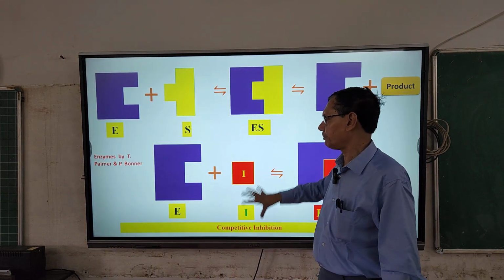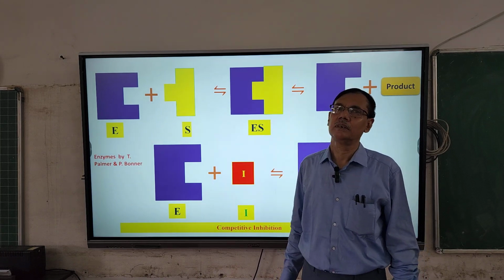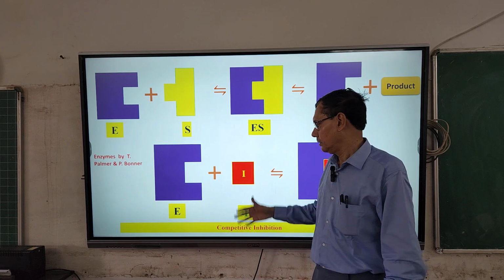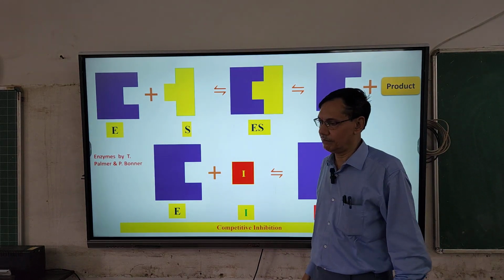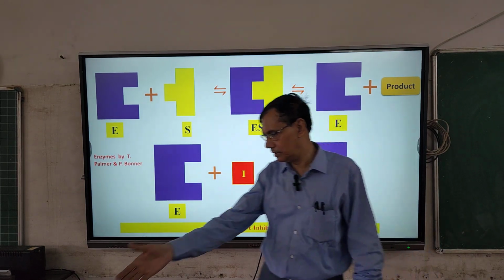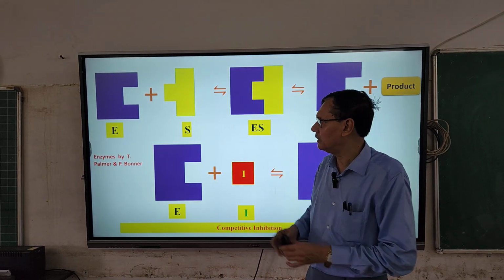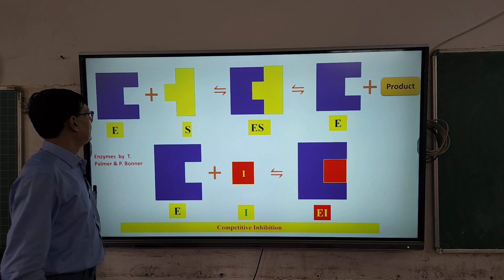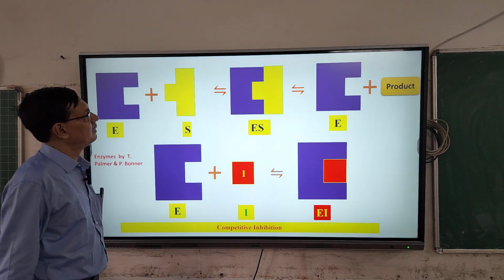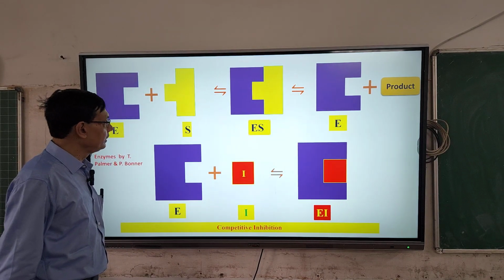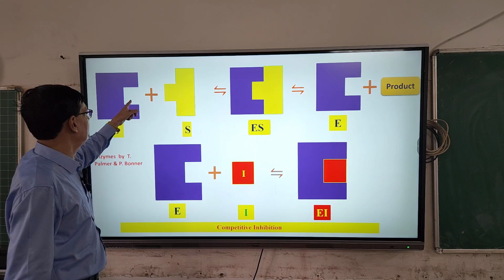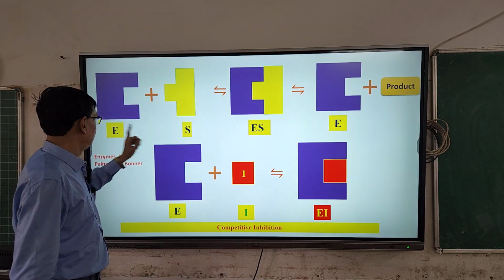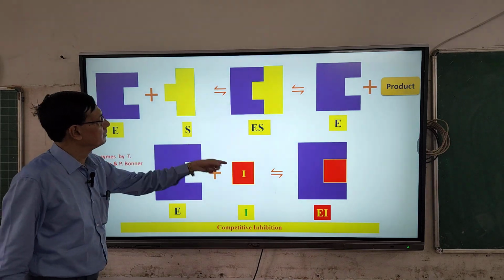This is one of the simplest diagrammatic presentations of competitive inhibition, and I have taken it from this book. I have slightly changed it. You know that there is an enzyme active site and a substrate. So it is a competitive inhibition, where there is a competition between the substrate and the inhibitor for the enzyme.